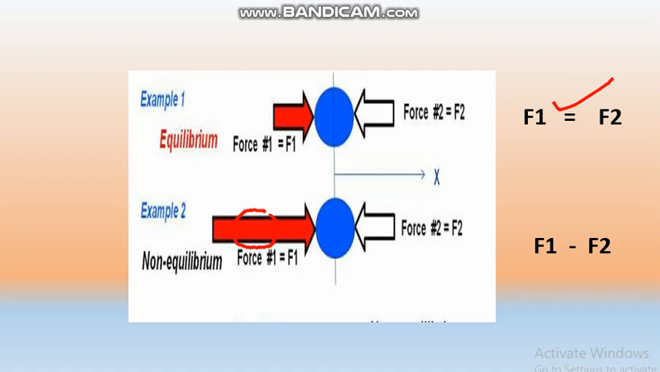In example number 2, if two forces F1 and F2 are acting on a body in a straight line but in opposite directions and the body moves in the direction of whichever one is greater than the other, the net force is calculated as F1 minus F2.